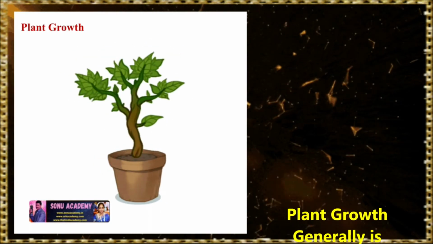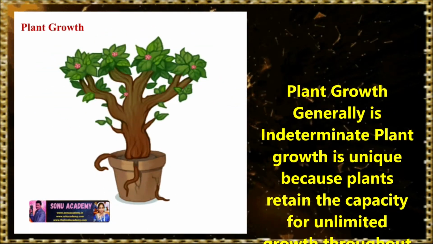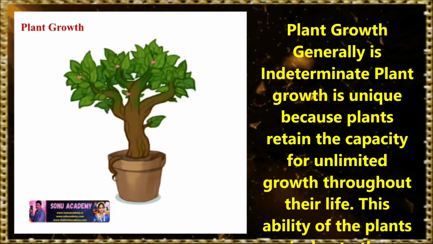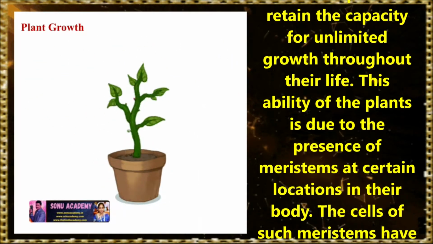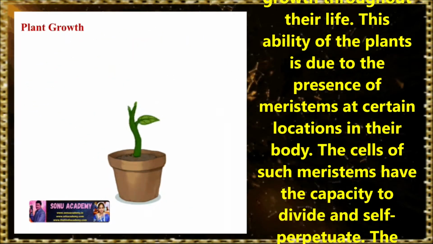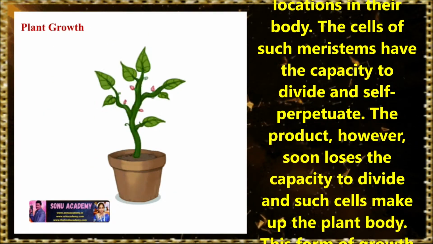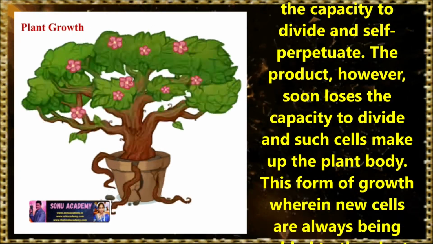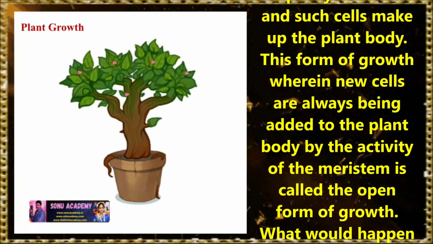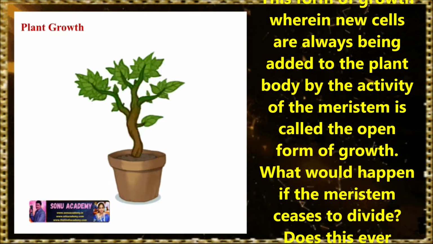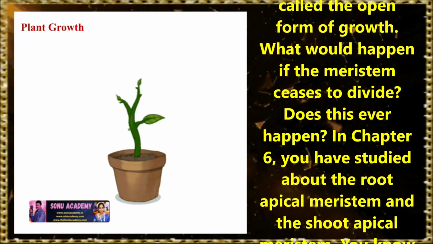Children, now let us discuss plant growth. Plant growth is unique because plants retain the capacity of unlimited growth throughout their life. This ability of the plant is due to the presence of meristems at certain locations in their body. The cells of such meristems have the capacity to divide and self-perpetuate. The product, however, soon loses the capacity to divide, and such cells make up the plant body. This form of growth, wherein new cells are always being added to the plant body by the activity of the meristem, is called the open form of growth.